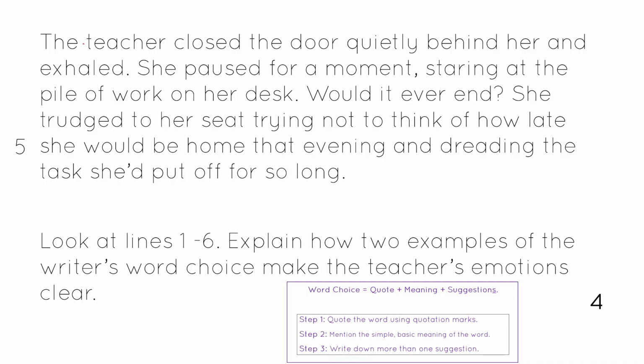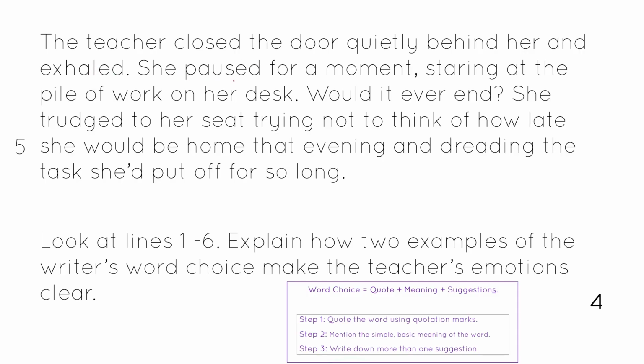So I start off. Does this first sentence tell me anything about her emotions? The teacher closed the door quietly. That word quietly might help me. Behind her and exhaled. Okay. It's giving me a hint. I'm thinking if she exhaled, that's that breathing out. I wonder how she's feeling. I'm starting to get an idea. Let's go on to the next sentence.